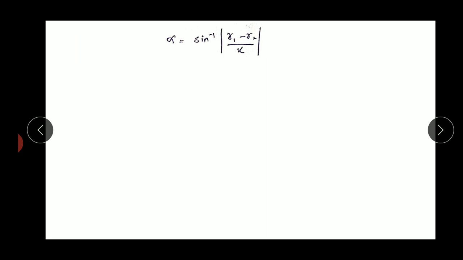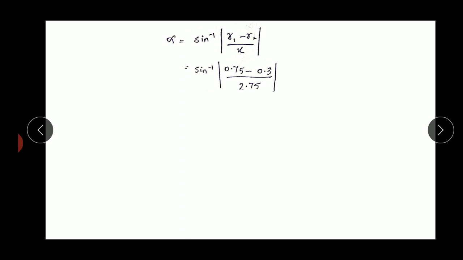So instead of taking the bracket, if you take the mod of (r1 minus r2) divided by x, it will be easier for you, because under the sine function you should not take a minus sign. So you had better take it as mod. So sine inverse of (r1 minus r2) divided by x. Put all the values.